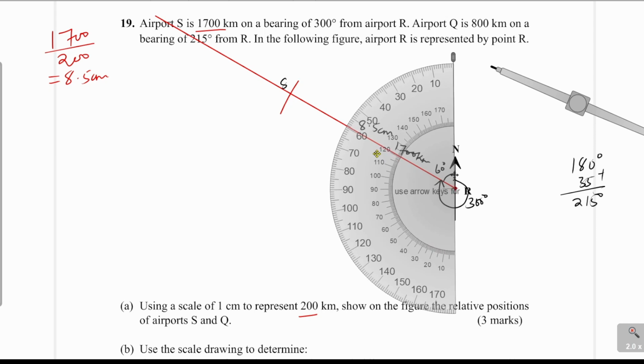So from this point here I'll simply add 35. So 35 is somewhere here, it is here. So this is 35. Let me mark it properly.